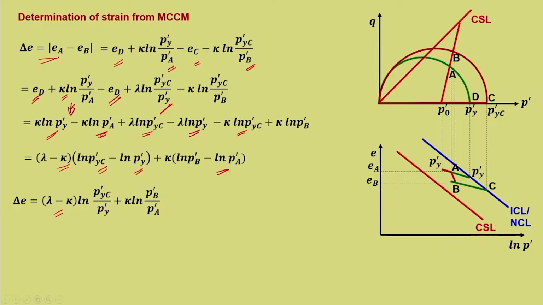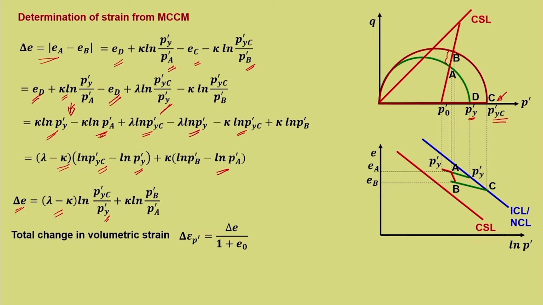So, what are actually these terms? Let us see. Lambda minus kappa into ln, that is the expanded yield curve. We are trying to find out this incremental strain, the total volumetric strain which it has undergone when the ESP expands from A to B. So, for that, the maximum yield stress corresponding to the expanded yield curve is P dash yc, divided by the maximum yield stress of the initial yield curve. So, that is the ratio. So, ln of P dash yc upon P dash y into lambda minus kappa, plus the elastic portion, that is kappa into ln P dash b upon P dash a, the expanded point b upon a. So, that will give us the total volumetric change, represented by void ratio.